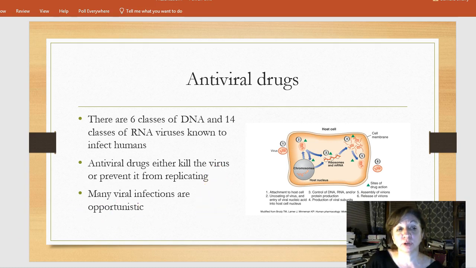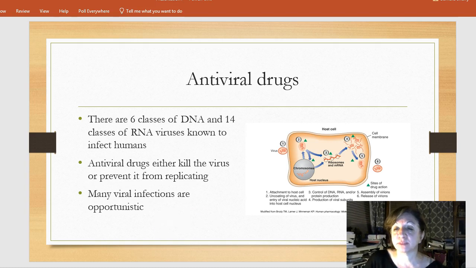Bacteria can just grow in and with our cells, but viruses have to have a host cell in order to replicate. So they take our cells and infect them with the virus, with the DNA or the RNA, either one, and then they replicate that way.